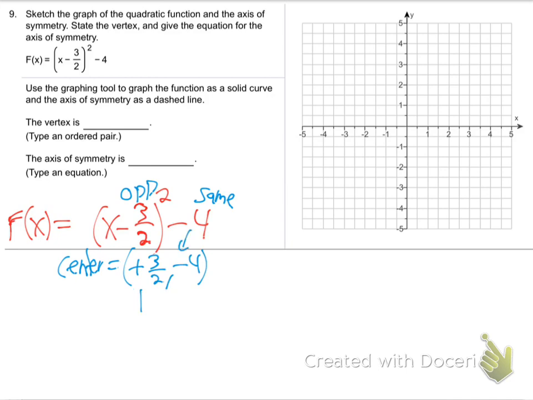So that's 1.5 on your calculator, if that helps. 3/2. So it's over 1.5 right here. Down 4. 1, 2, 3, 4, right there. So there it is. It's over 3/2, 1.5. Down 4. There's the center of the U shape called the vertex. So 3/2 down 4. And the axis of symmetry is x equals 3/2. It's just always x equals the x coordinate.